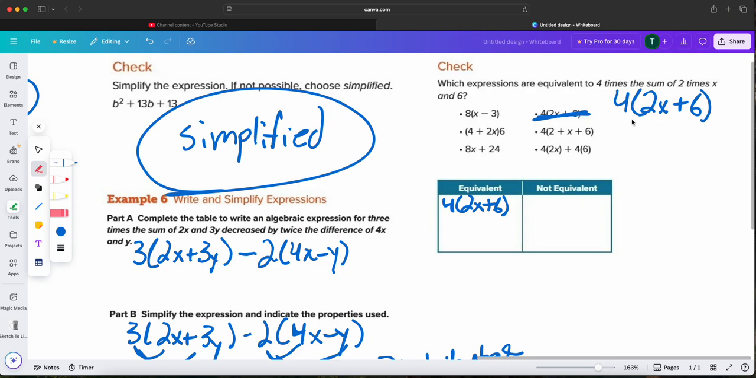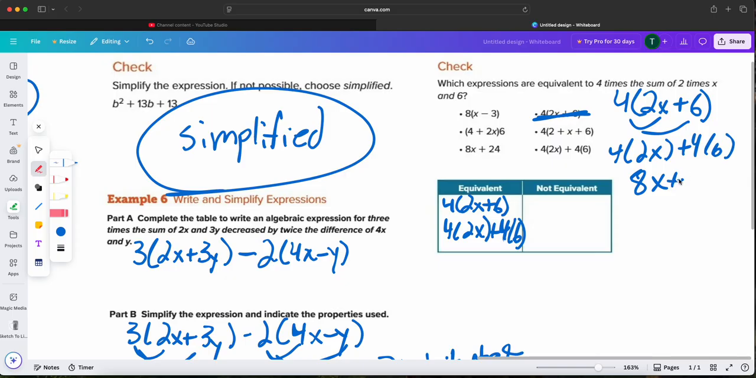So based off distributive property, I can multiply 4 to each of these to where I get 4 times 2x plus 4 times 6, which is the bottom right one. So we'd write that under equivalent as well. 4 times 2x is 8x, and 4 times 6 is 24, which is the bottom left one. So we'd write that under equivalent.